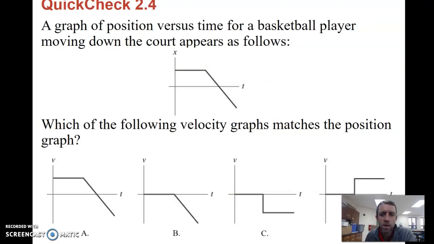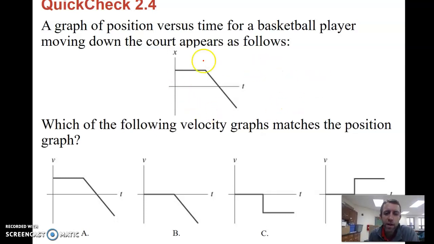Okay. Here's another one. All right, basketball player moving down the court appears as follows. So this is a position time graph. Now we're going to go from position to velocity. All right, so you take the slope of the position time graph, and transfer that to the velocity.